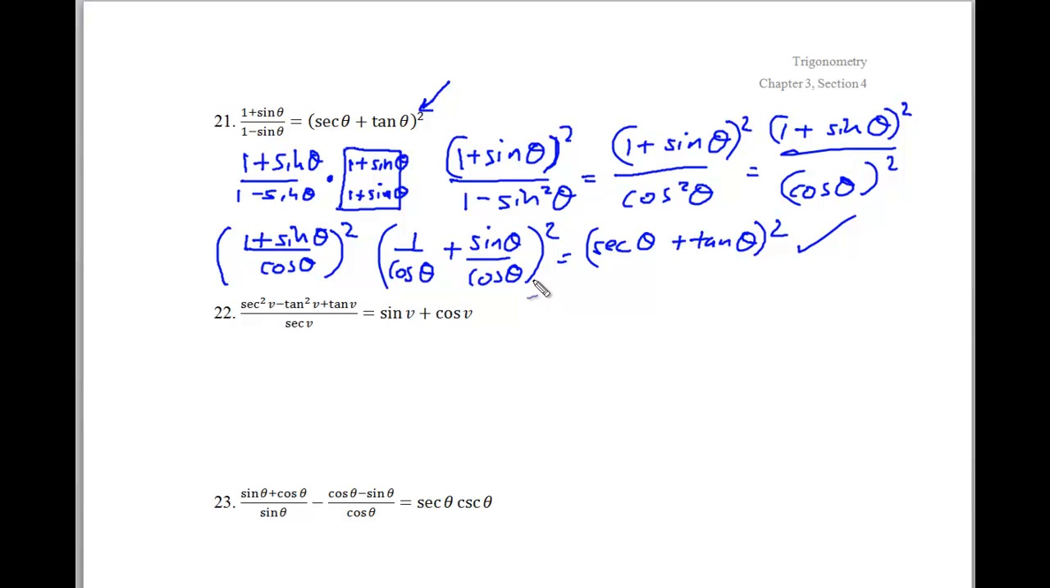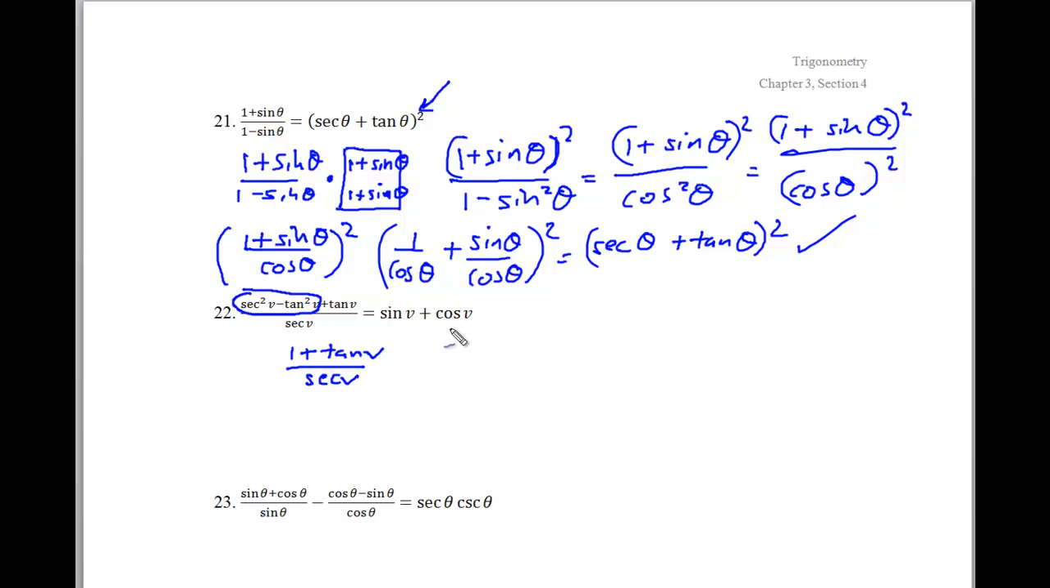We've established that identity. Problem number 22 is going to be a little intimidating, but one of the neat aspects is if you take a look at the negative tangent squared v and this secant squared v, and you look at one of the established identities, you would see that this whole thing is equivalent to 1. So 1 plus tangent of v is equal over secant of v.